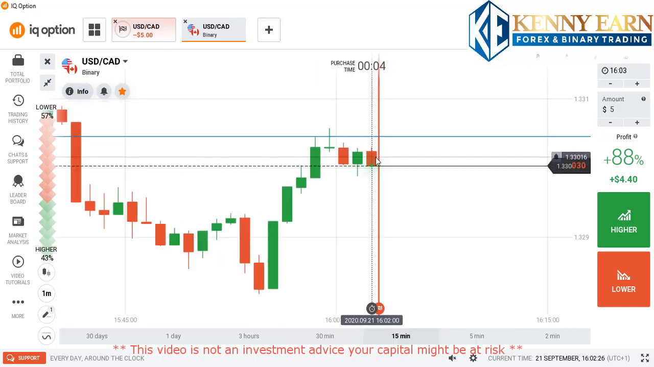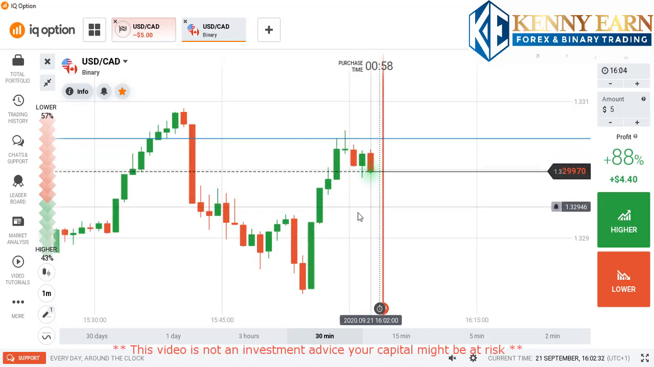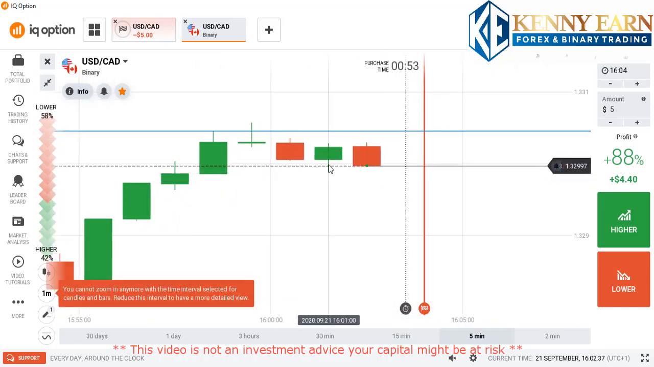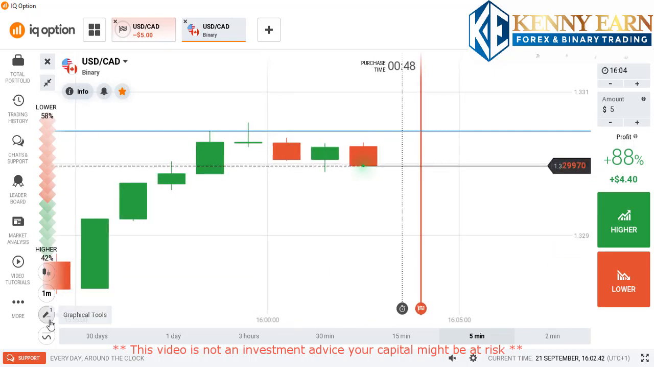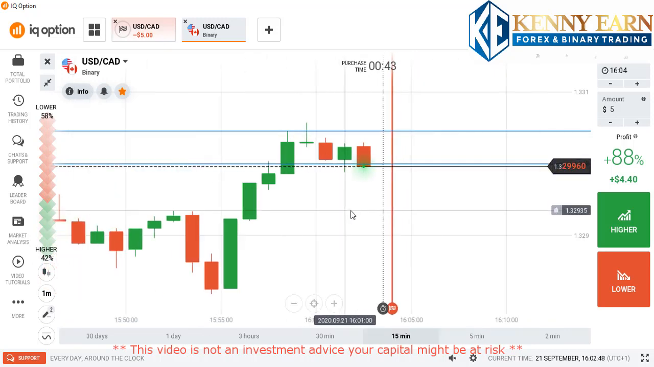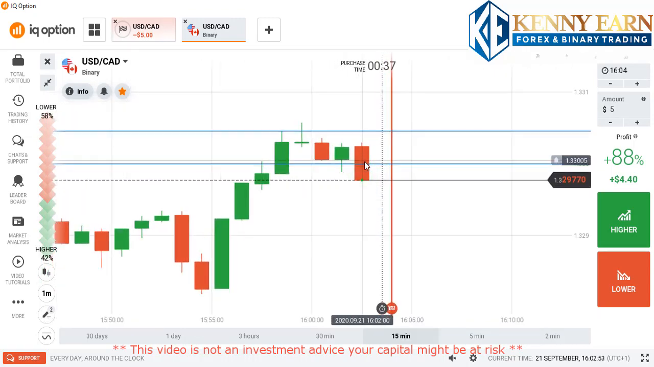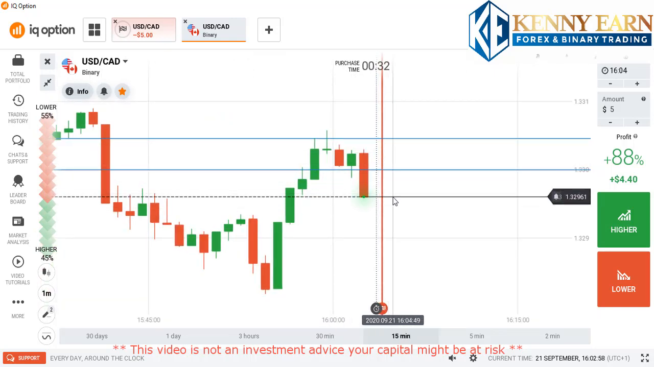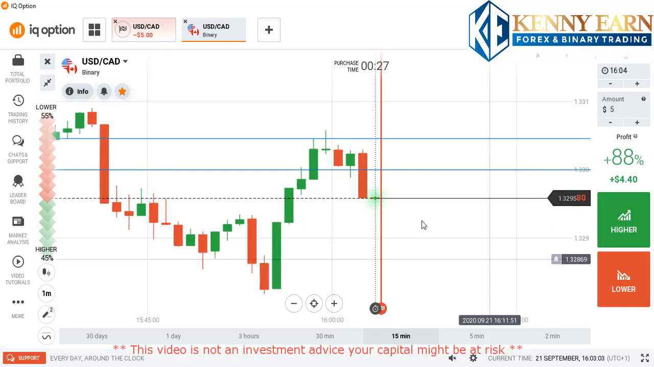Okay, you can see now sellers are coming in strongly. I think there's a round number here, a very strong round number. Maybe the market wants to be consolidating at this area. Okay, sellers have broke it now. Very good. Sellers have broken out that level.